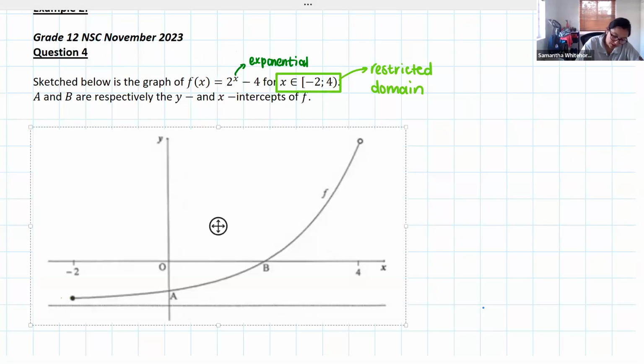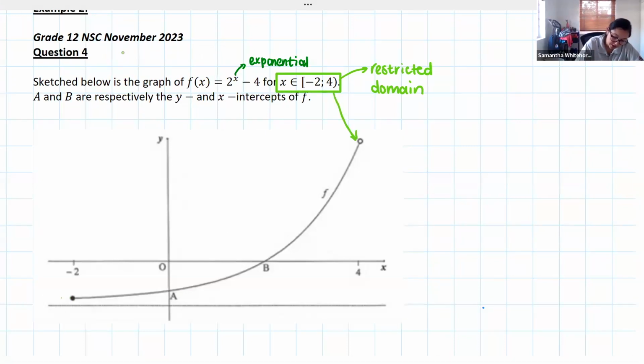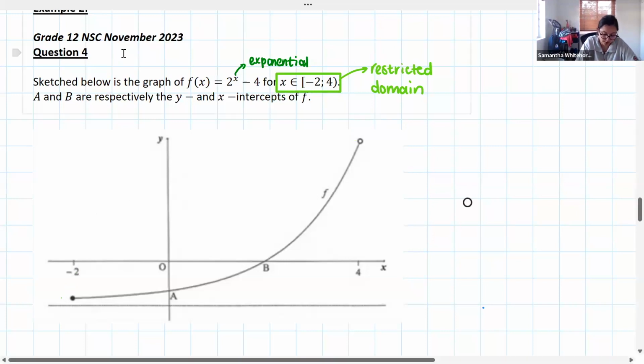Now, the open dot is because the 4 is not included, and we know that because of the round bracket. And the closed dot down here is because the negative 2 is included, and we know that because of the square bracket. So there's a restriction on my domain, something to bear in mind, because why else would they do it? So we need to be careful. We are then told A and B are the y and x intercepts respectively. We can see that on the graph, no problem.